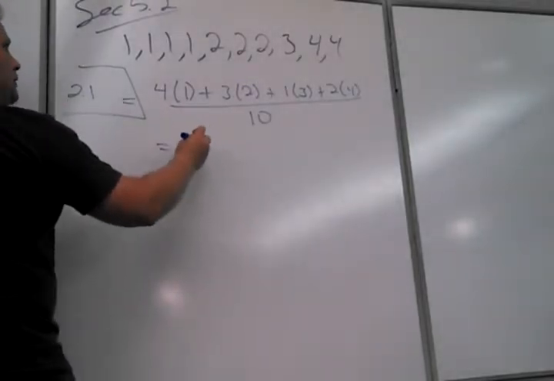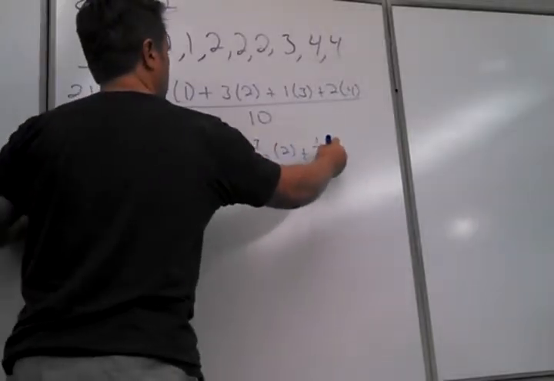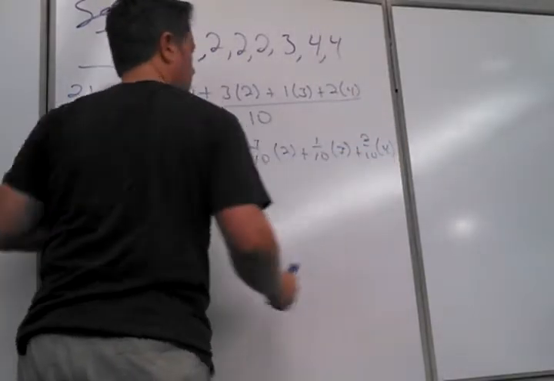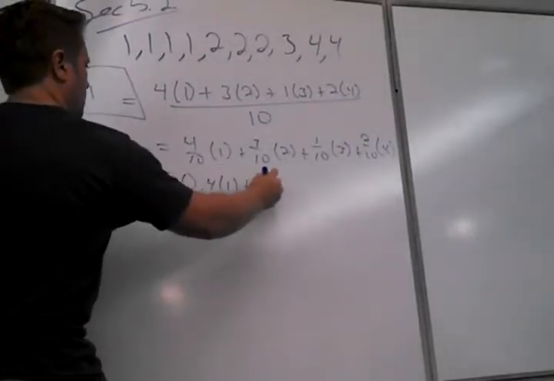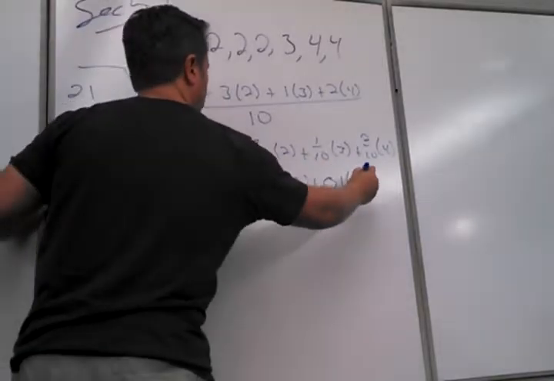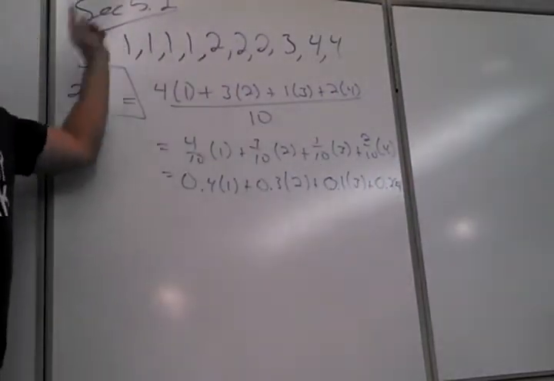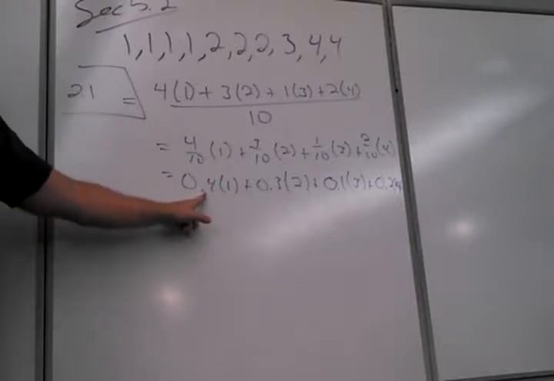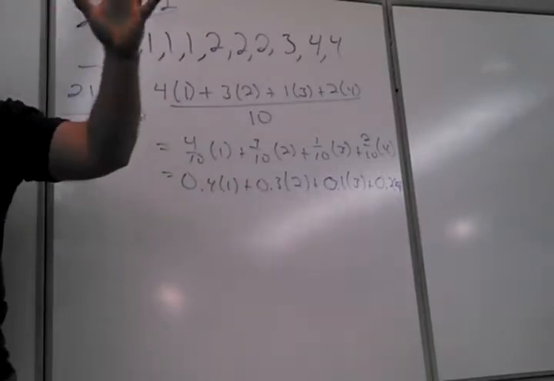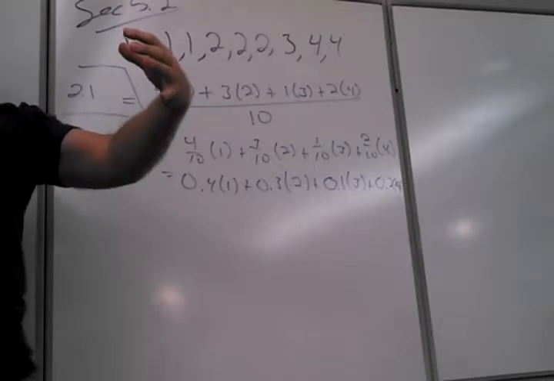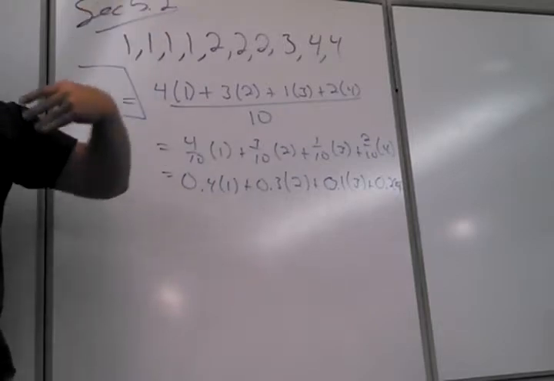So isn't this equal to 4 tenths times 1 plus 3 tenths times 2 plus 1 tenth times 3 plus 2 tenths times 4? Yeah. Right? Okay? And isn't this 0.4 times 1 plus 0.3 times 2 plus 0.1 times 3 plus 0.2 times 4? So these are like weights. What percentage of the data is 1? 40%, right? 40% of my data was ones, and so forth. Just like the early example, 60% of my average would be my final exam grade.